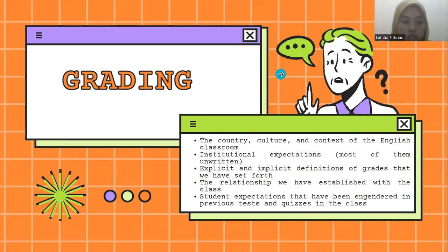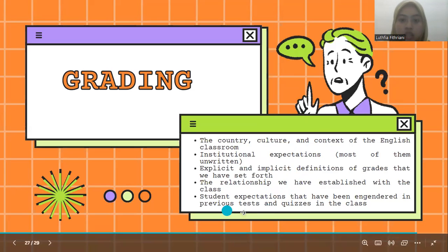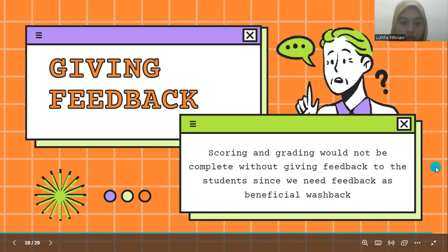Next, we have grading. Assigning grades to student performance on the test is not just giving an A or B and so on. How we assign letter grades to the test is a product of the country, culture, and context of the English classroom, institutional expectations, explicit and implicit definitions of grades that we have set forth, the relationship we have established with the class, and student expectations that have been engendered in previous tests and quizzes in the class.